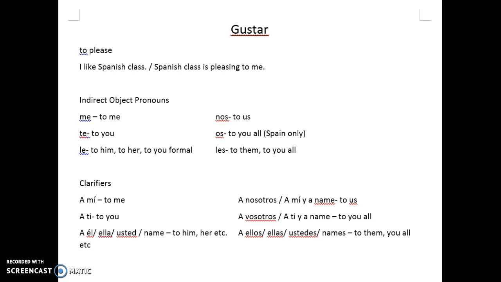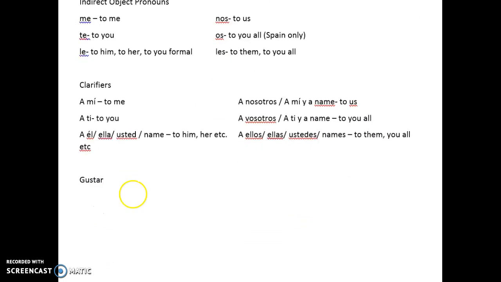Okay. So after that, we have gustar, right? And gustar, we're only going to use two forms in this class, not three, two. Only use two forms for our class. The two forms are third person singular, gusta, or third person plural, gustan. We're going to use gusta if whatever is pleasing is a singular object. And if it's a singular object, we're going to use the articles. So either definite or indefinite articles with that singular object.